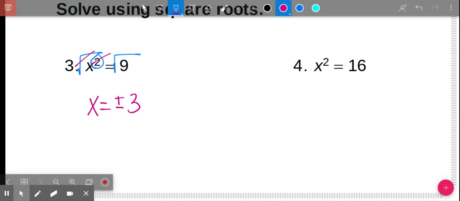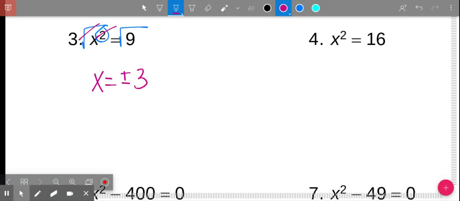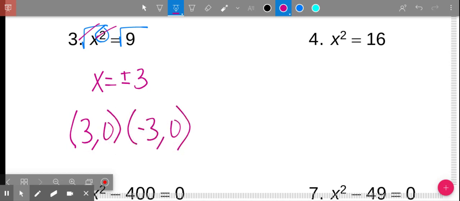Now, if we were graphing this and finding our solutions on a grid, our solutions would be (3, 0) and (negative 3, 0). Remember, we're really talking about where it hits the x-axis. So those are our final answers. Those points are what we're looking for.